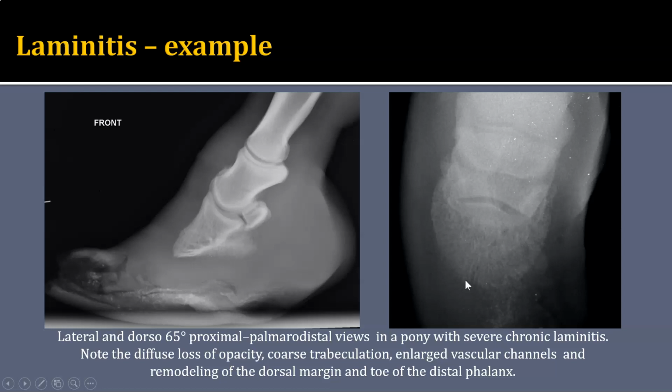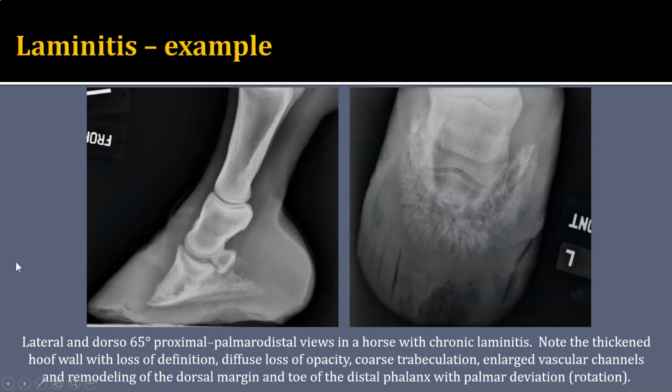The distal phalanx on both of our images is very coarse in trabeculation, has lots of end-on vascular channels and widened vascular channels. And then we can also see that there is some mild dorsal remodeling here, which is a little bit of periosteal proliferation. But remember that distal phalanx doesn't have a very good periosteum, but that is a finding that we can see in chronic laminitis. It would be quite challenging to determine if this patient actually had palmar deviation.